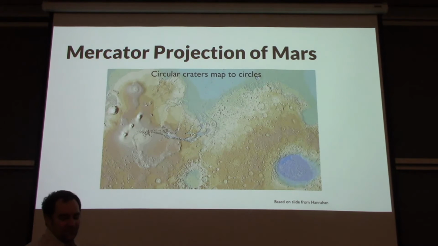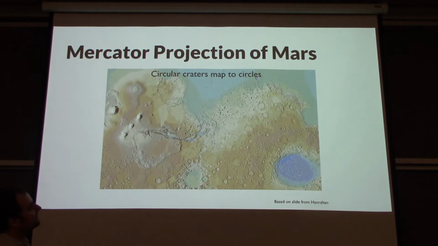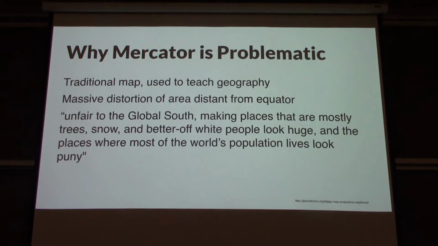One of the benefits, however, is that it preserves circles, so the shape of structures. This is a Mercator projection of Mars, and so the circular craters still map to circles.